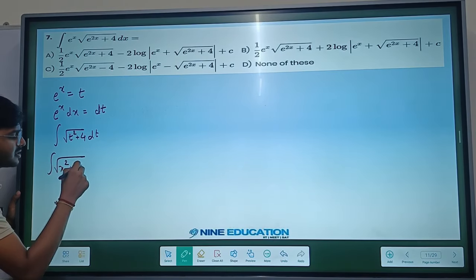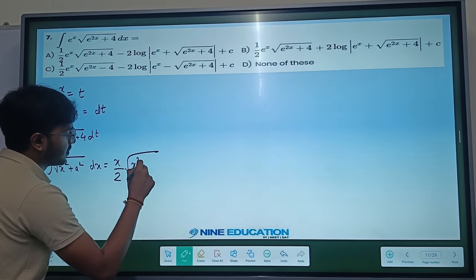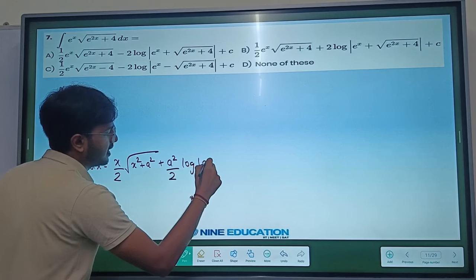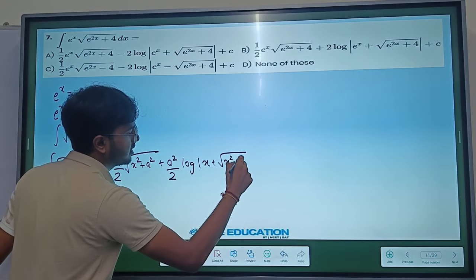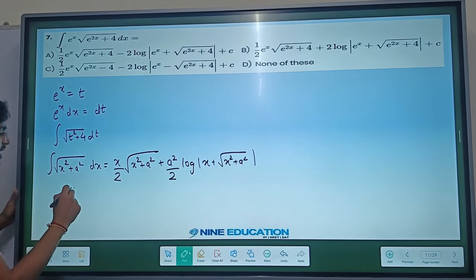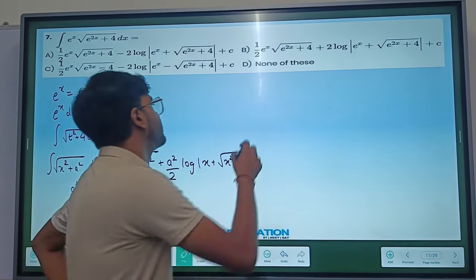Integration of √(x² + a²) dx is (x/2)√(x² + a²) + (a²/2) log|x + √(x² + a²)|. What is here in place of x? There is t, and a² is 4, so a is equal to 2. Directly substitute in this formula.